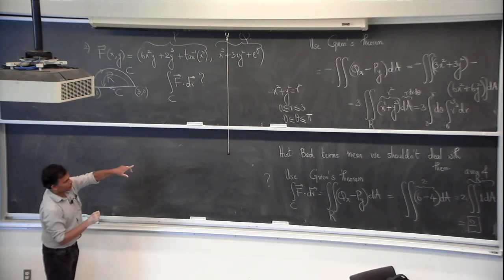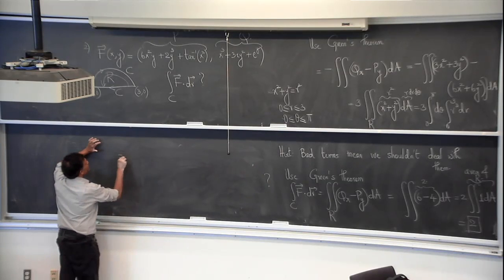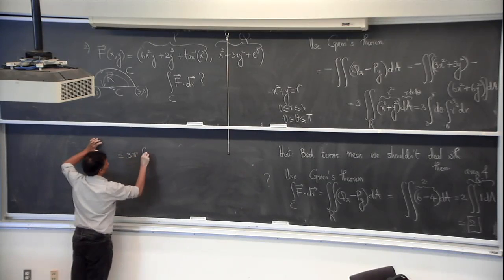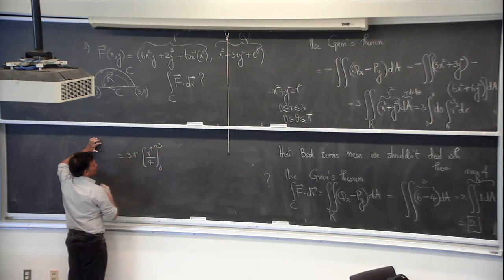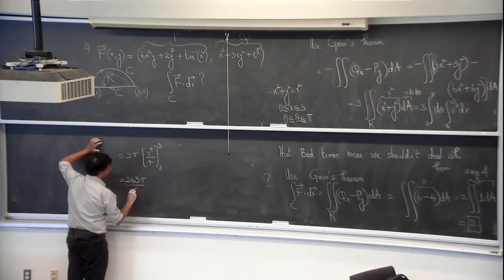So the final answer would be 3 times pi times r to the 4 over 4 from 0 to 3. That's 81 times 3, 243 pi over 4.